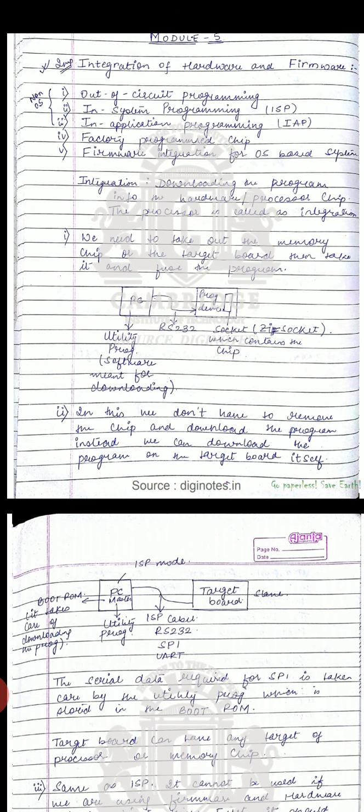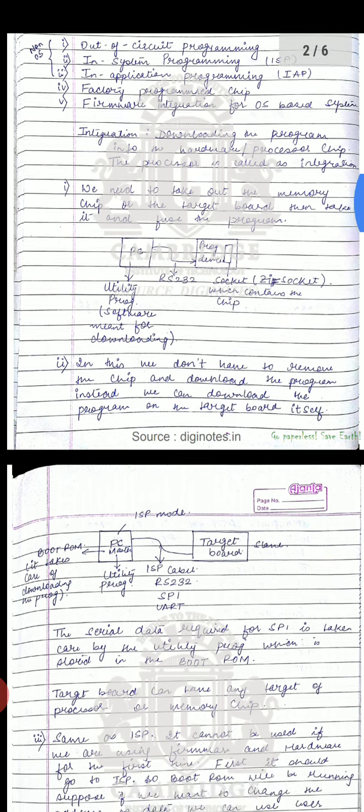The serial data required for SPI is taken care of by the utility program, which is stored in the boot ROM in this technique. The target board can have any target processor or memory chip, which means the embedded system itself is a target board. On that target board we will have memory chips, so we can directly download the program into that memory chip in this technique.